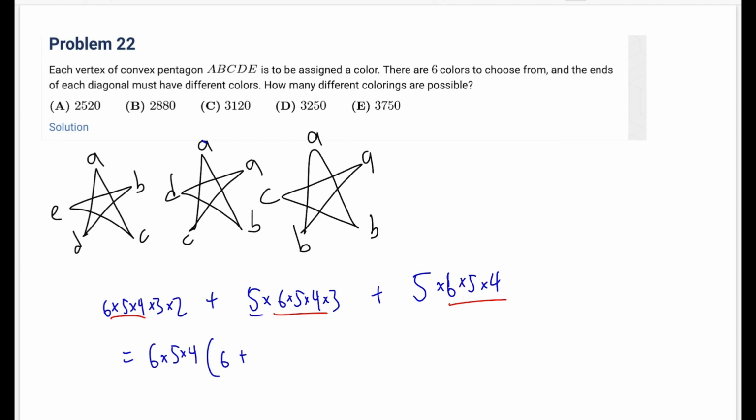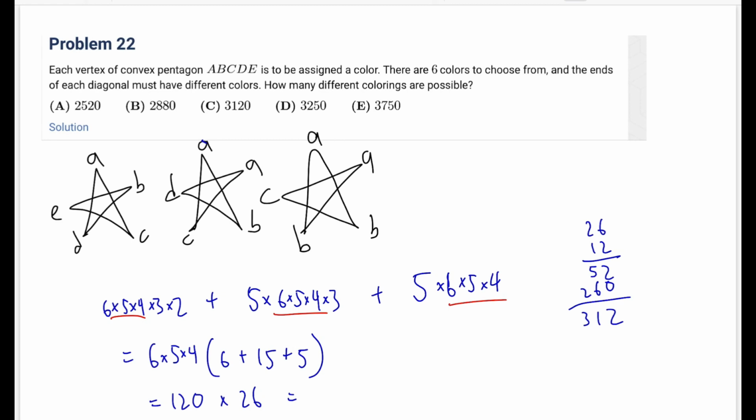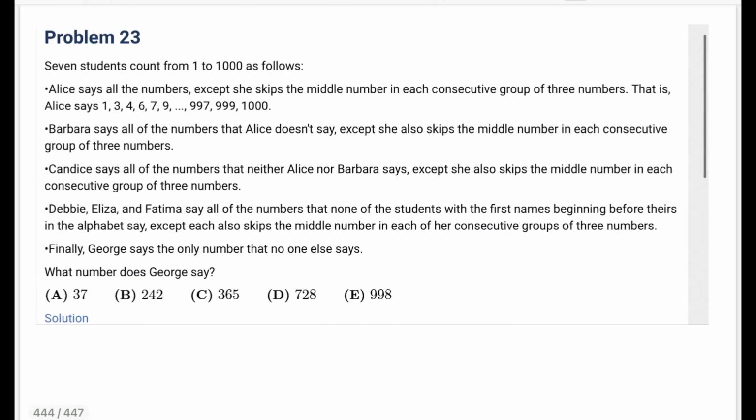6 plus 5 times 3, which is 15, plus this is just 5. So this is 20 times 6, so it's 120 times 6 plus 15 plus 5, this is 26. 26 times 120, that would be 3,120. The answer is C.